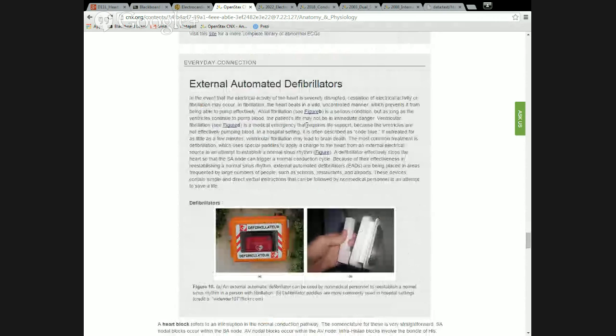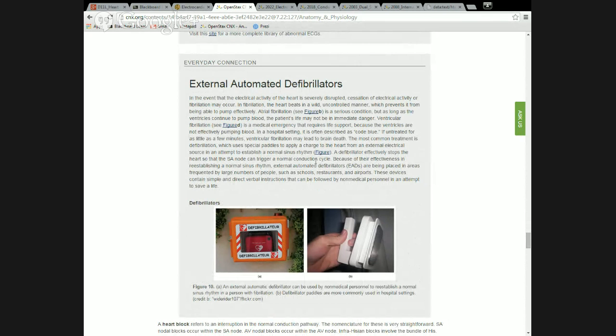It also talks a little bit about defibrillators. If somebody has an abnormal EKG, it might be that a defibrillator, a thing that will shock the heart, will get everything back to normal. So that can work sometimes. And it talks about that a little bit.